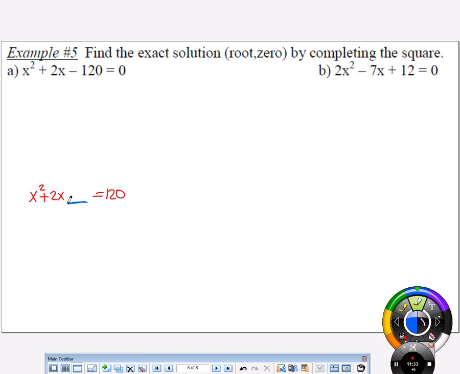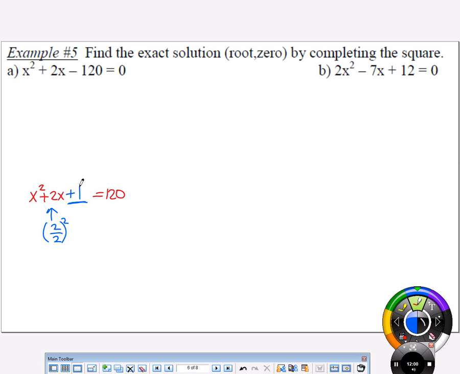2? So if we take 2, divide it by 2, and then square it, what are we going to get? 1. So the number here should be 1. But now I've done something major. I just did break a math law unless I follow this up with something else. I took an equation that I'm supposed to solve, and I added 1 on one side of the equation.